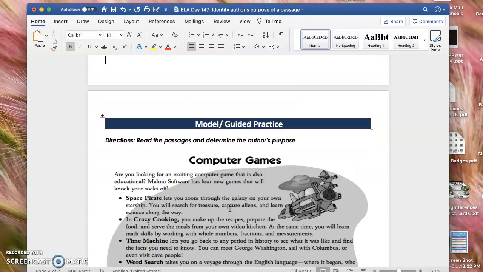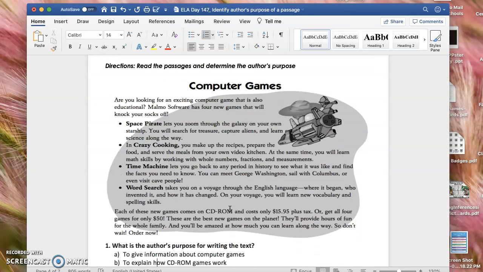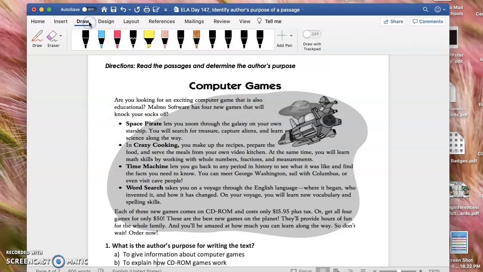So now, guys, we're actually going to do the model and the guided practice together. Every time we read, we're going to have longer and longer passages so that we can eventually think about the author's purpose of an entire text or an entire passage. So let's go ahead and use my handy dandy little marker. So when we read this, the title is computer games, right? It says, are you, the first word I see is you, and I'm going to underline that. Are you looking for an exciting computer game that is also educational? So it says an exciting computer game.